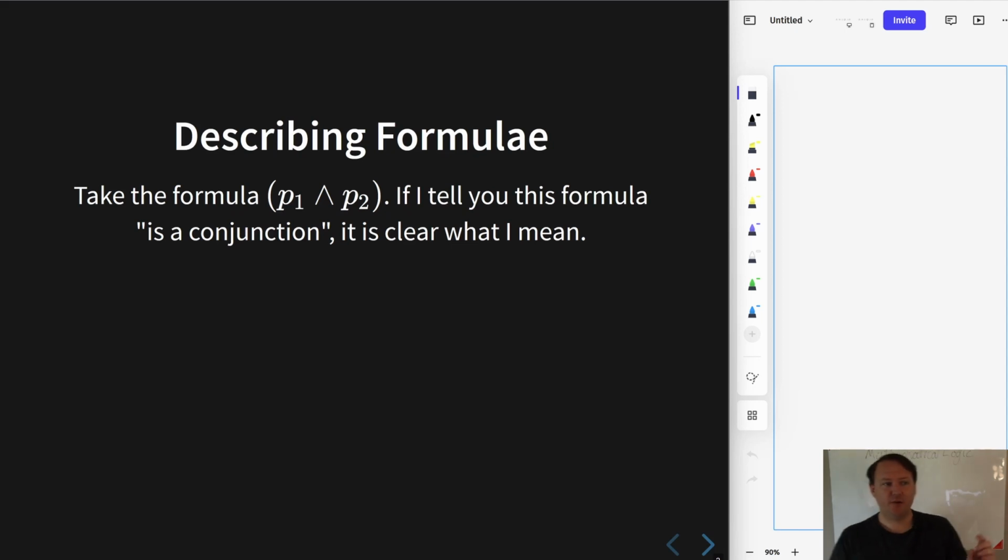Welcome to the next video in the mathematical logic sequence, talking about propositional logic, and in this video talking about unique formula reconstruction. As a sort of intro to what we're even talking about here, consider, for example, this sentence P1 conjunction P2. If I tell you that it is a conjunction sentence, I think it's fairly clear what I'm saying when I say that.